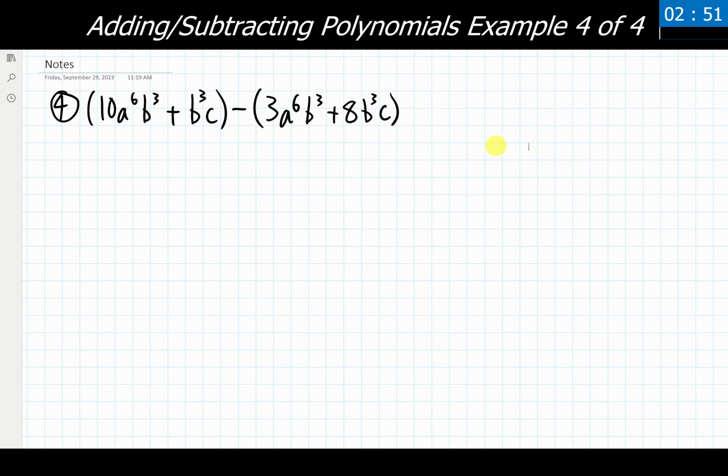For our fourth and final example with adding and subtracting polynomials, we're given 10a to the 6th b to the 3rd plus b to the 3rd c as our first polynomial, and we are subtracting that by 3a to the 6th b to the 3rd plus 8b to the 3rd c. And again, this is very similar to our second problem. We just have a lot of variables and a lot of exponents showing up.